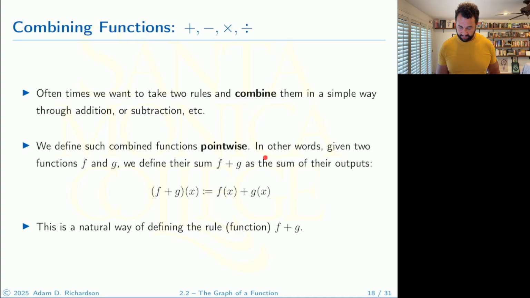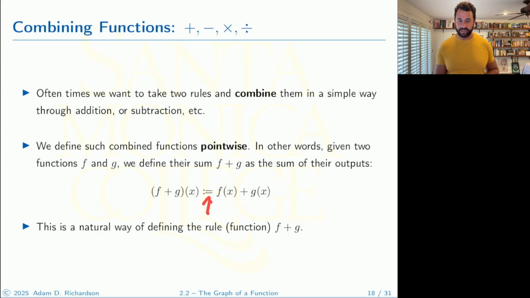So in other words, if you're given two functions f and g, we define the sum function as the sum of their outputs. So this is a little bit weird. Let me explain this notation. So the function we are looking at is the function f plus g. So what does that function f plus g do to the inputs? Well, it takes the output of f and adds it to the output of g. Which makes sense, right? That's a natural way of defining these things.